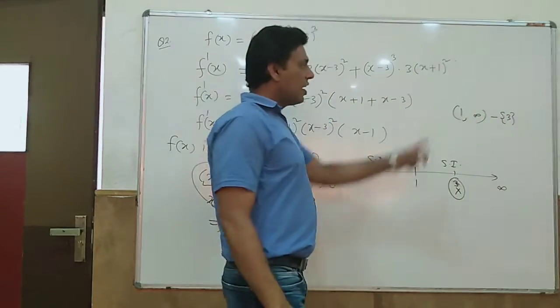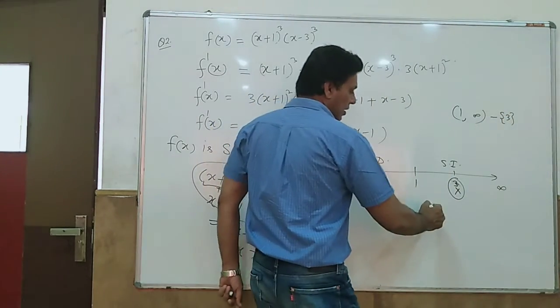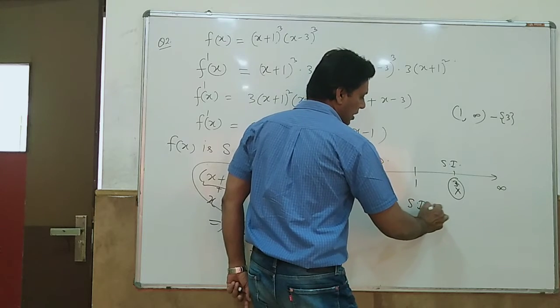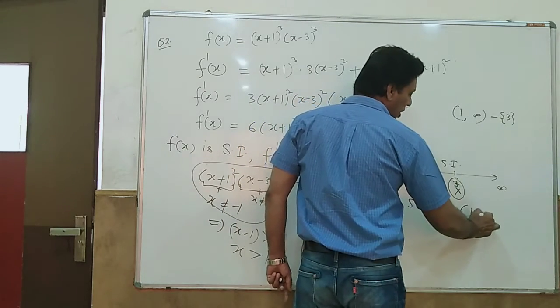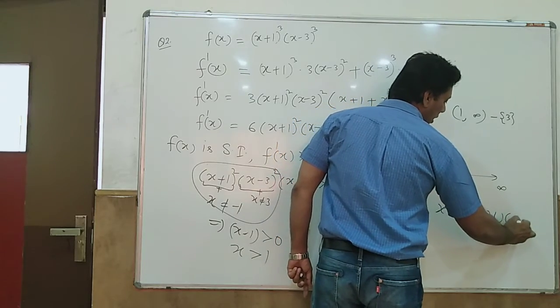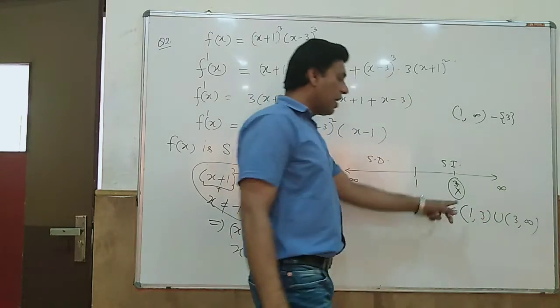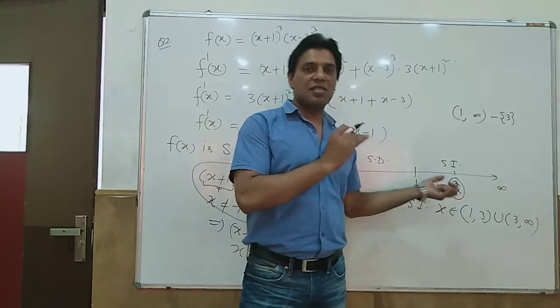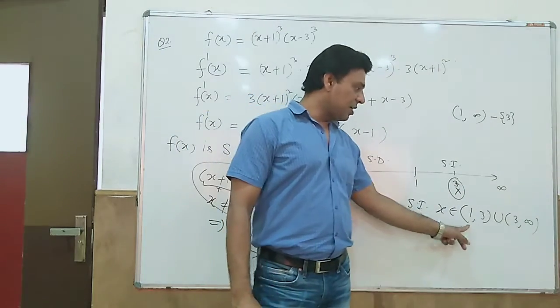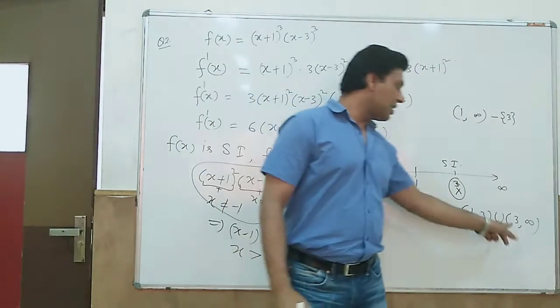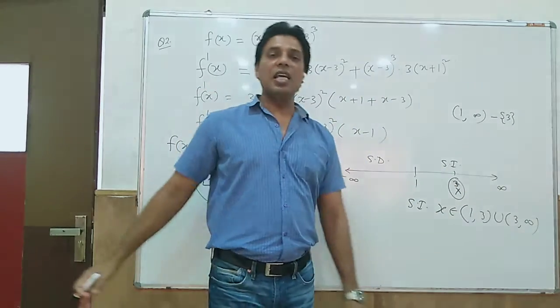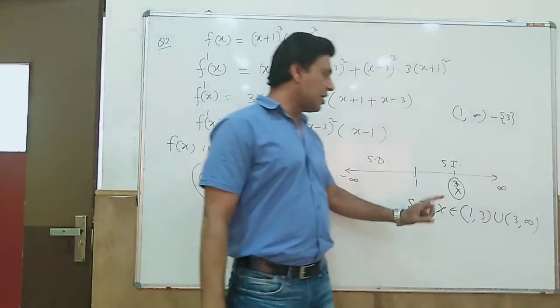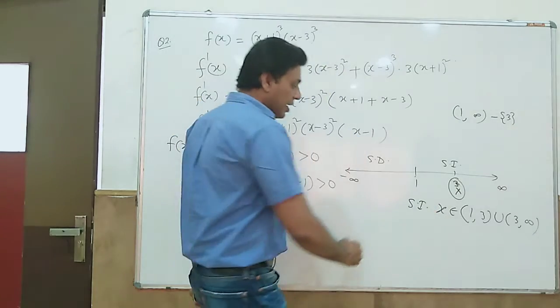And another way to write this interval, that is, strictly increasing when x belongs to, I can say 1 to 3 union 3 to infinity. This way I can bypass 3. It means in this interval I am before 3 and in this interval I am after 3. This way I have excluded 3 from the portion. So in this interval the function is strictly increasing.